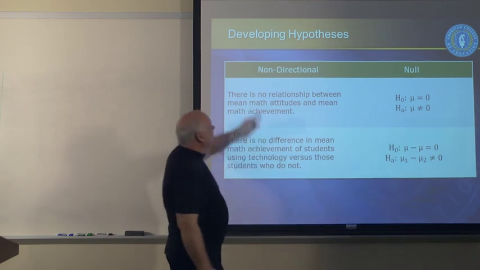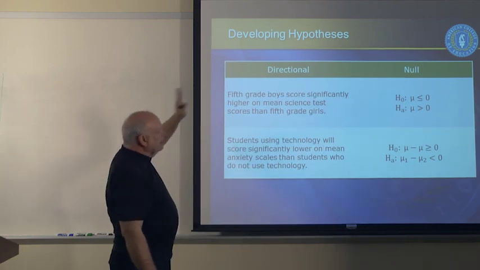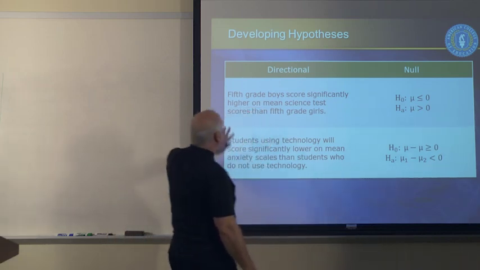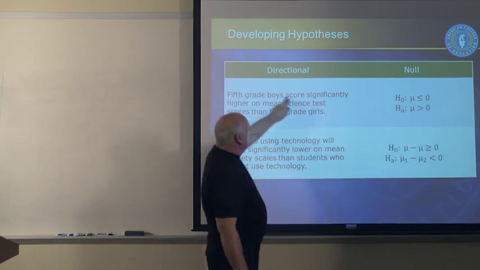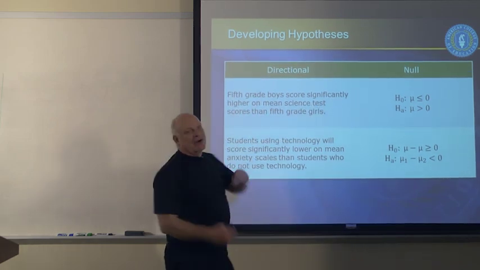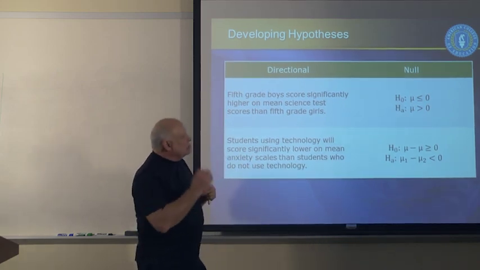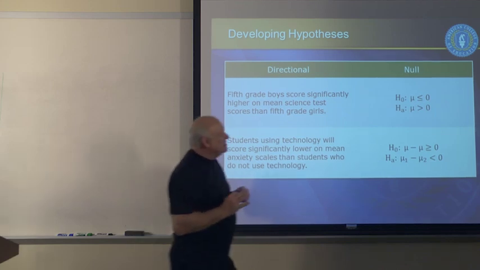So that's one way of doing the non-directional test. Now the directional test is written a totally different way. Fifth grade students score significantly higher. Okay, now I've made a commitment that I'm now turning this into a one-tailed test.